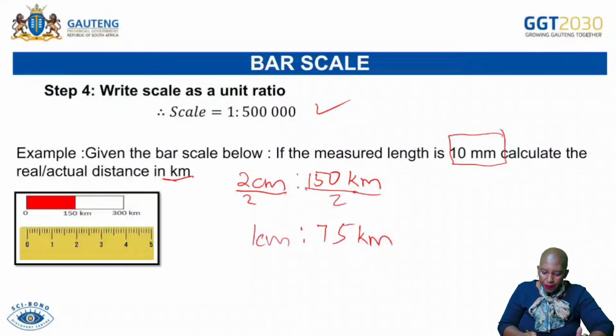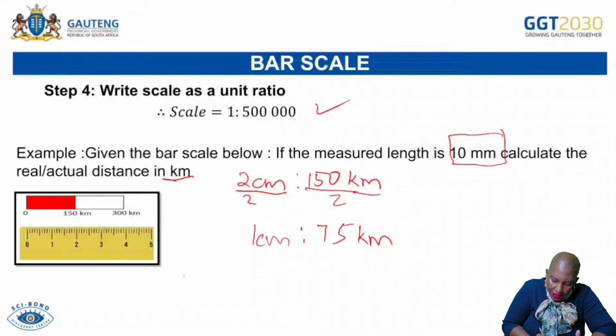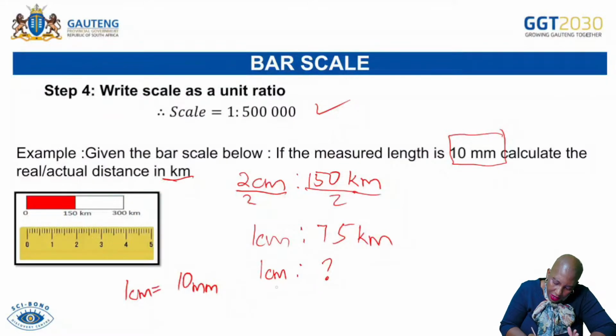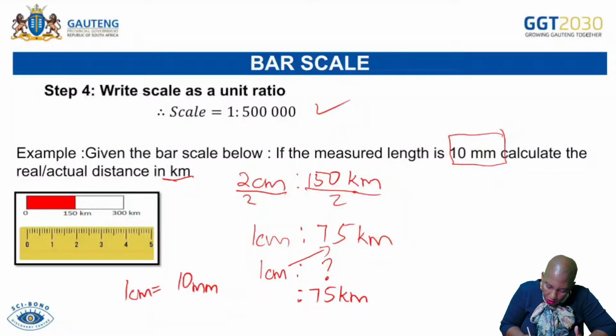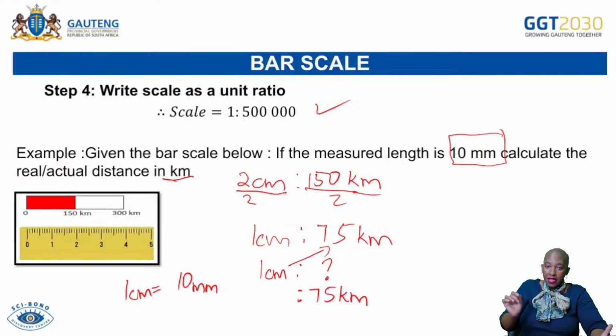You see the way I've done it. Remember, now I'm just using the bar. And then the 10 millimeters, I go back to my question. I have to convert it to centimeters. And I know that 1 centimeter is equal to 10 millimeters. So that means here I also have 1 centimeter is to unknown. Then I've converted this, and if I multiply the 2, because it's a bar, then the answer here is 75 kilometers. 1 multiplied by 75. That's another way of doing it.